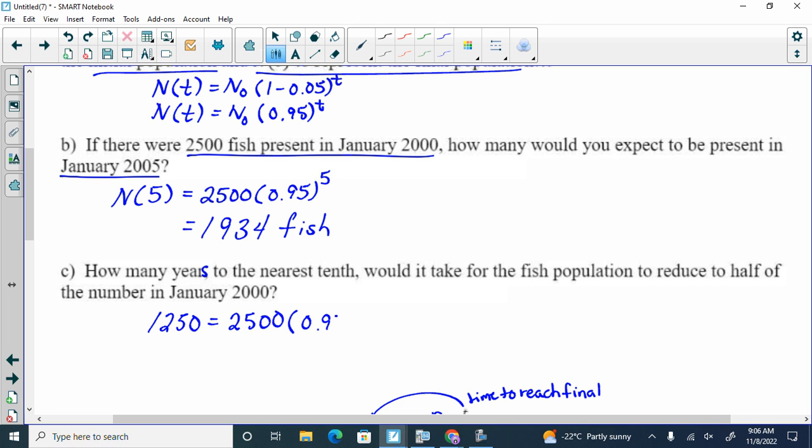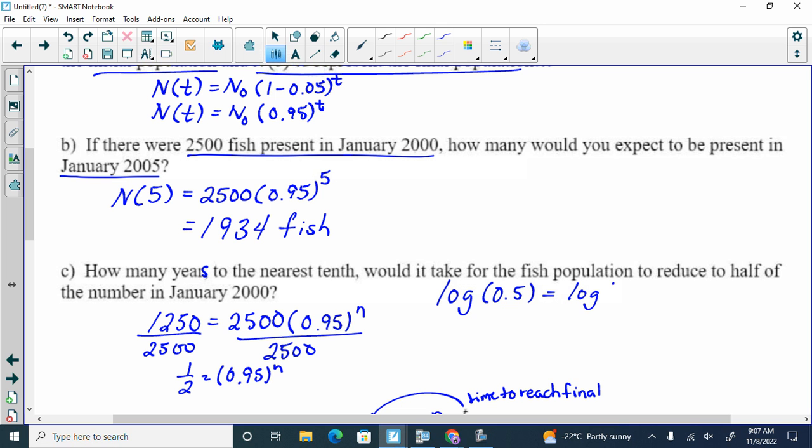So we get 0.95 to the n. If you have final and initial, divide it over first. And we're going to get 1/2 equals 0.95 to the n, which you can solve using logs on both sides. So we get log of 0.5 equals log 0.95 to the n, and then using the power rule, n can drop in front. So we get log 0.5 equals n log 0.95. And then divide by log 0.95.